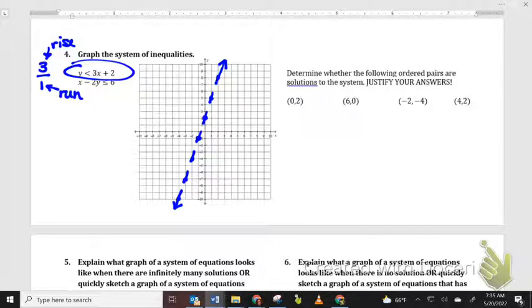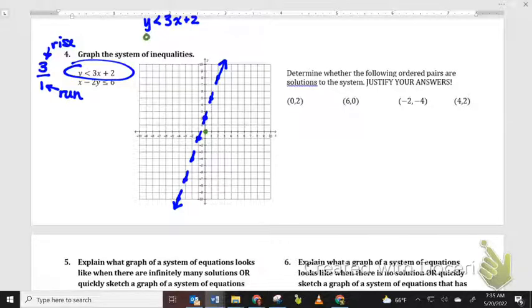To figure out which way to shade, I use a test point. My favorite test point to use is 0, 0. As long as my line doesn't go through that point, I can use it. So here's 0, 0. I'm going to substitute that into the inequality. And we're going to see if it gives me back something that is true. If I get a true statement back from that, then I will shade the side of the line where that point is. If I get back something that's false, then I will shade the opposite side of the line.